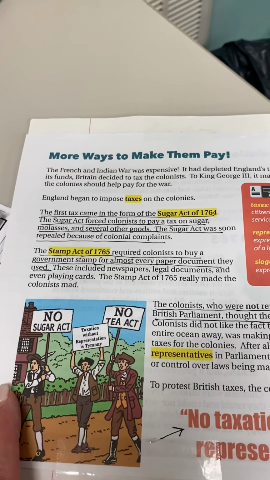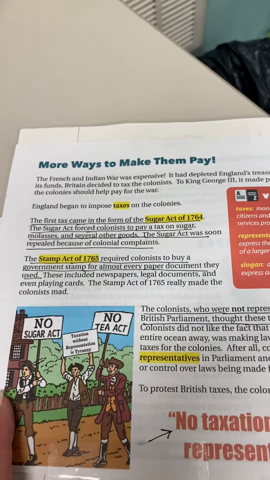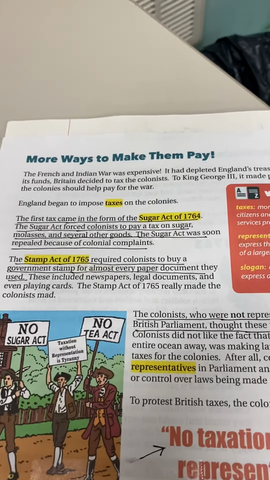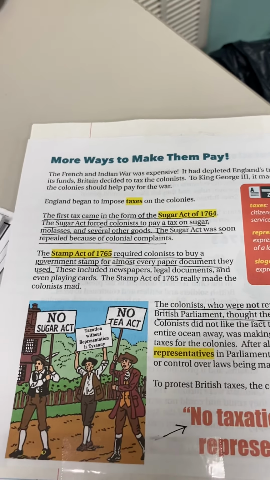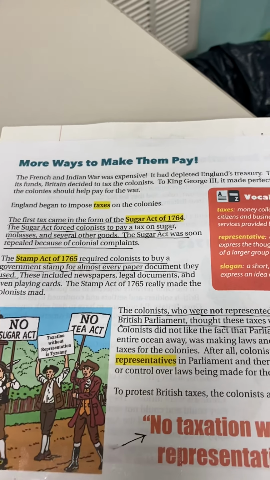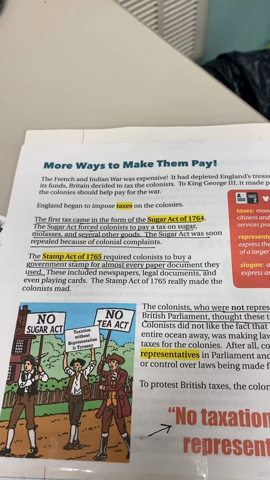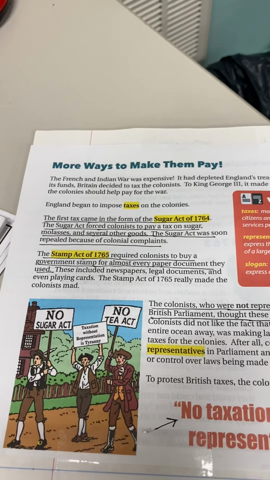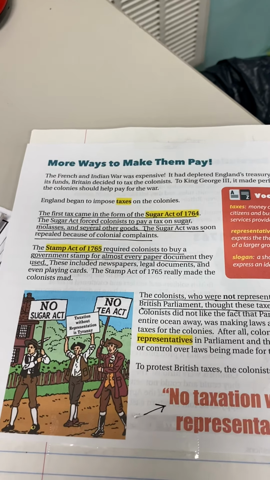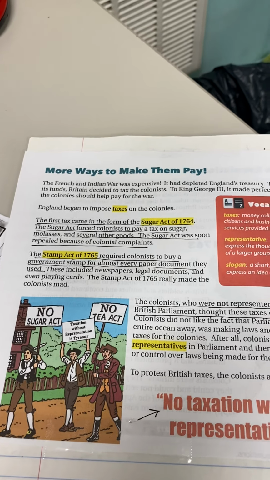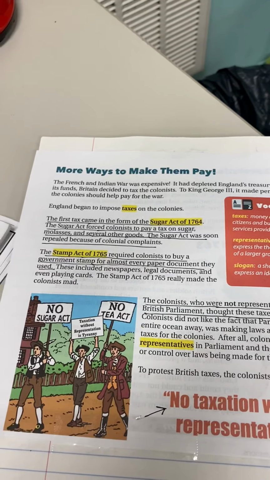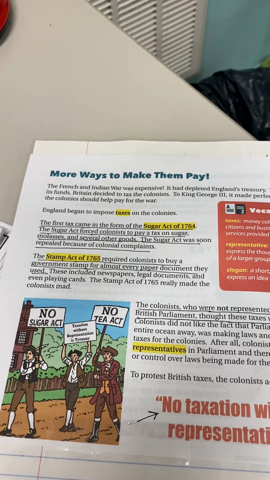Well, that didn't stop the British Parliament and the British government because they needed money to build that treasury back up. So the second act, or the tax that they instituted on the colonists, was the Stamp Act. The Stamp Act required colonists to buy a government stamp for almost every paper document they used. So this included newspapers, legal documents, and even playing cards. The Stamp Act of 1765 really made the colonists mad.